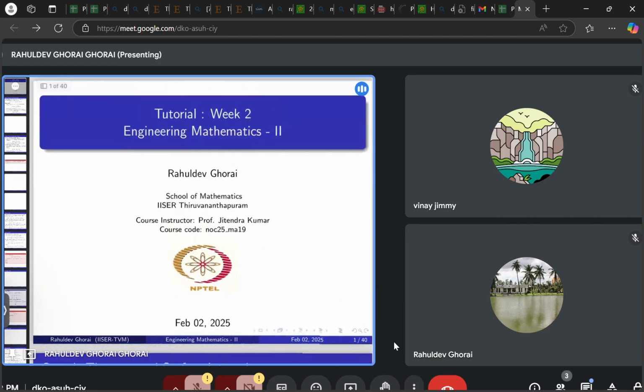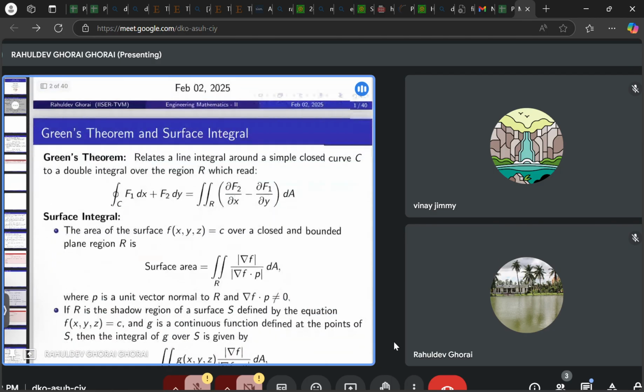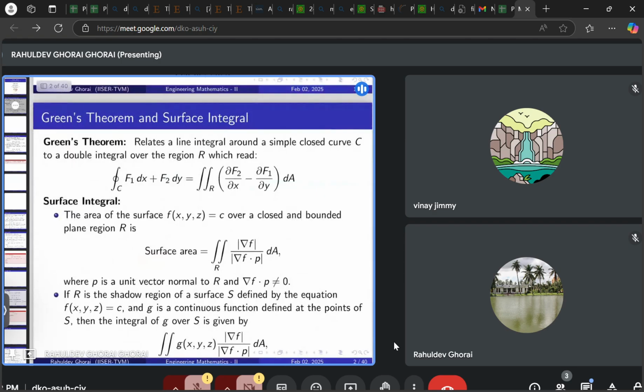As usual, we'll go through one or two slides just to recall the theorems we need for this week 2 tutorial.